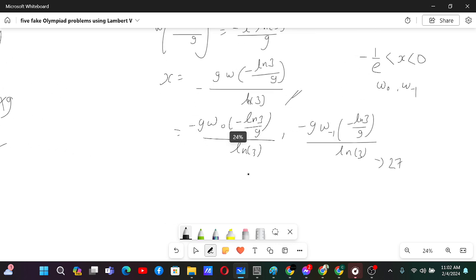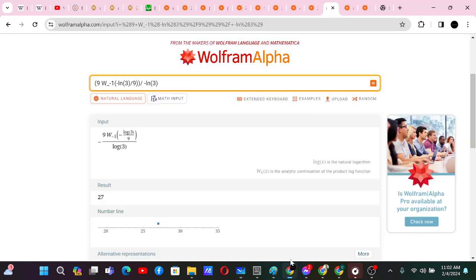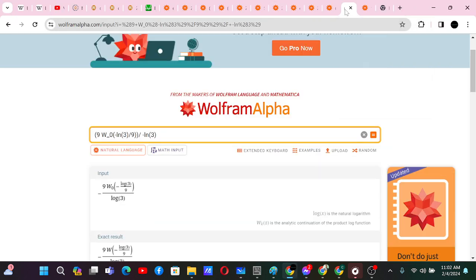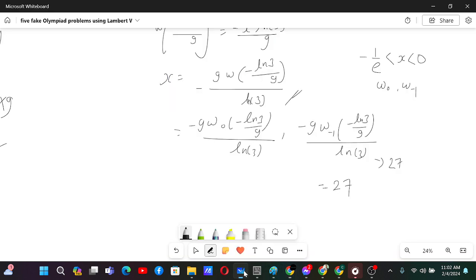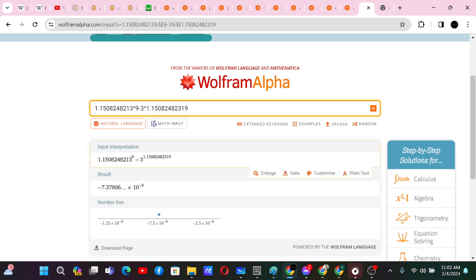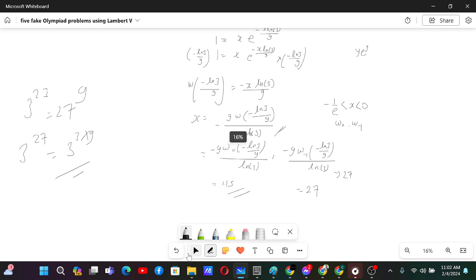Okay, now let's come back to this problem. So the second solution is just 27, and the first one will be 1.15. If you want to see if this holds true, again use the calculator. The first one is x to the power 9, the second one was 3 to the power x. We just subtracted both, so we should get 0, and that is what we get over here. Now let's go to the last problem.